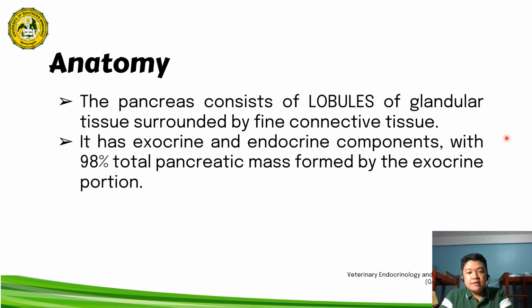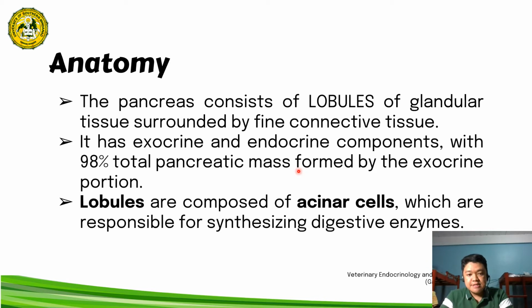So histologically, the pancreas consists of lobules of glandular tissue surrounded by fine connective tissue. There are 2 major portions of the pancreas. Now again, the pancreas has a dual function. It has an exocrine function and an endocrine function. The exocrine portion of the pancreas is represented by 98% of the total pancreatic mass, and the remaining 2% represents the endocrine portion of the pancreas. So again, we have the lobules.